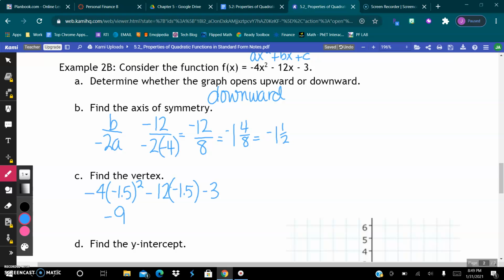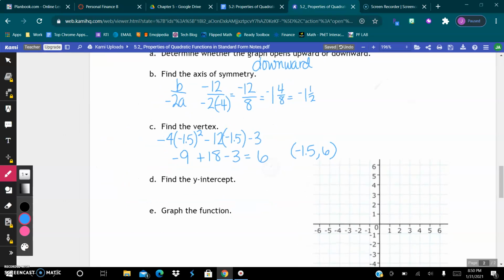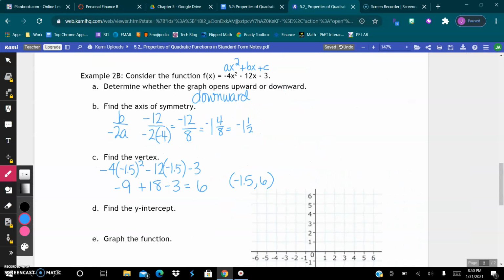Negative 12 times negative 1.5 is going to be a positive 18. And then we have that minus 3 there. So the two negative numbers together would make negative 12, and we have a positive 18, so that would leave us with 6. So my vertex would be negative 1.5, 6. The y-intercept, remember, is the c value, so in this case it would be a negative 3.